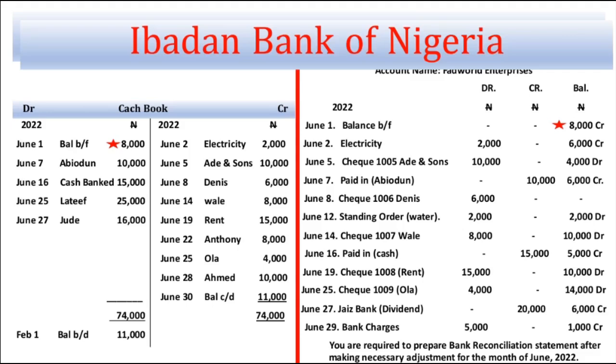If we look at June 2nd, we have electricity in the cash book, which is 2,000 naira. If we look at the bank statement, we also have electricity, which is 2,000 naira. That means we are going to asterisk electricity 2,000 naira in the cash book, and we asterisk electricity 2,000 naira in the bank statement. That is how we will continue, identifying each of the entries one after the other. Any that appears on the two sides of the account, we will asterisk. At the end of the day, we will know those that actually cause the problem.